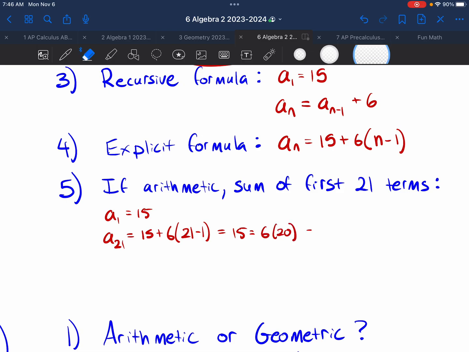I don't know why there's an equal to sign here. That should be a plus sign. 15 plus 6 times 20. This is going to be equal to 15 plus 6 times 2 is 12. Add on the 0. This is going to be 135.